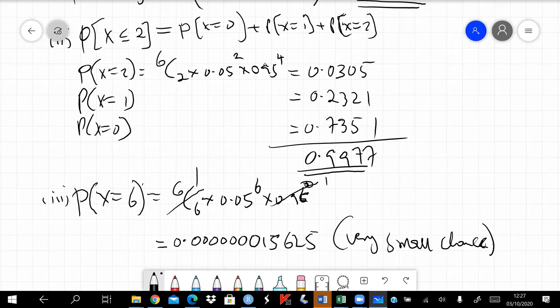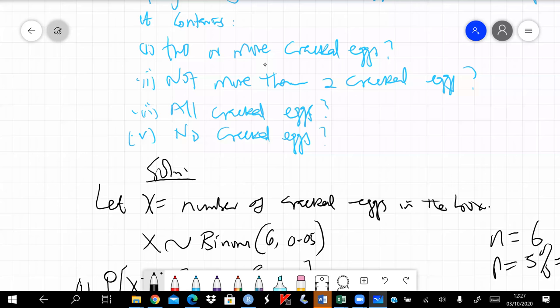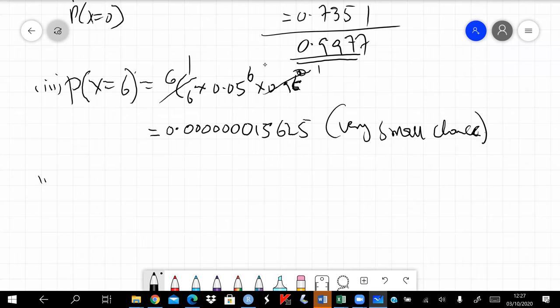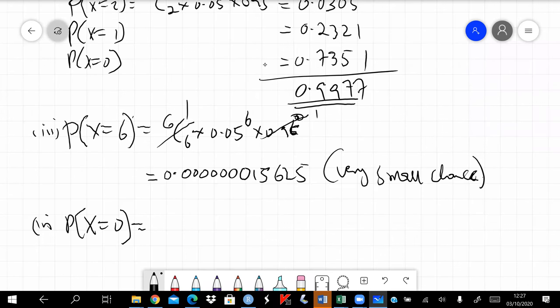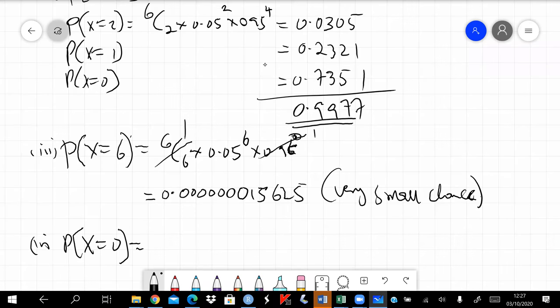Okay. Then what is the probability that you have no cracked eggs? That's number four. The probability that the number of cracked eggs is zero. I think we already have the answer, which is 0.735. So we already have that up there.